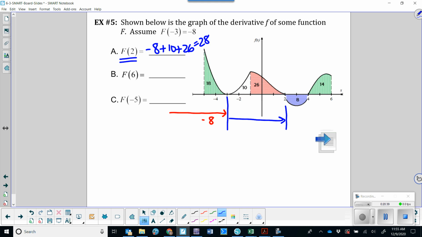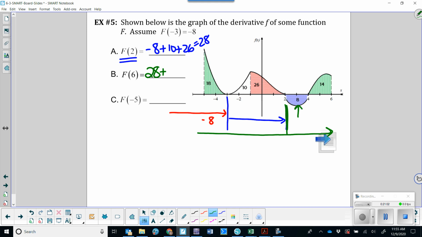Now we want to know, what is F of 6? So now they're asking, what is it if you add all the way over here to 6? Well, I already know the answer for part of the way. I already know the answer to here is 28. So part of my answer is 28 plus. Then I have to just take the areas that I'm given.